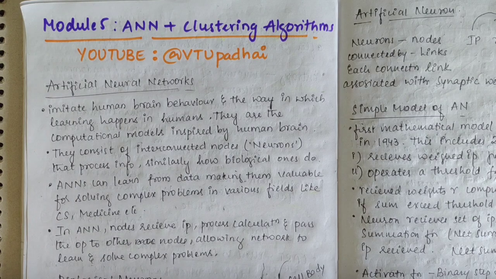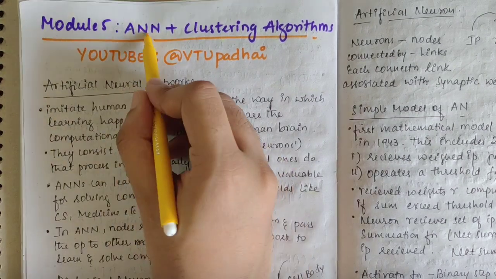In this video, we'll be looking into the important concepts of the fifth module, that is artificial neural networks and clustering algorithms. If you have not watched my previous video, I've explained all the important questions module-wise. As an extension to that, I'll be discussing the answers or the important topics in this video. So let's start from the artificial neural networks topic.